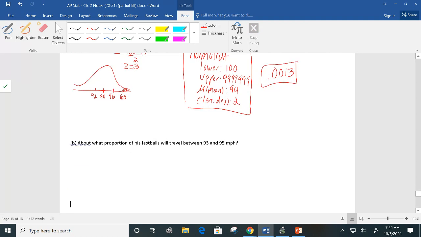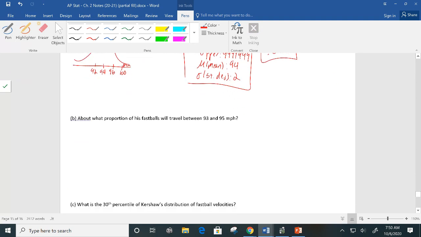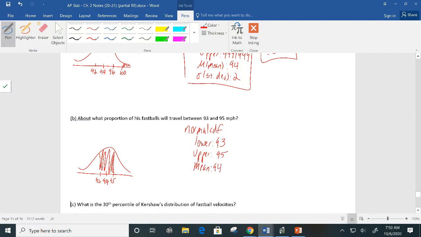Let's look at another example about what proportion of his fastballs will travel between 93 and 95 miles an hour. Let's draw in a quick sketch. Mean is here, 94. I'm looking for this middle value here, this area in here. NormalCDF, because again, I'm looking for a proportion in between values. Lower bound here would be 93, upper bound 95, the mean is still the same mean of 94, and our standard deviation is the same standard deviation of 2.